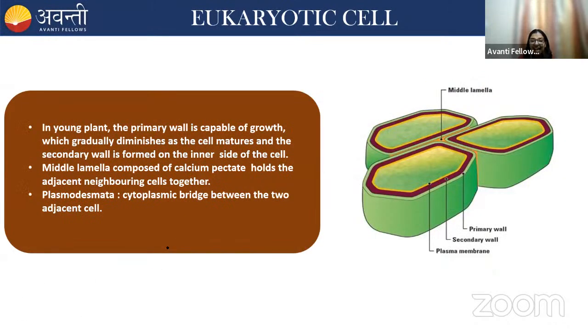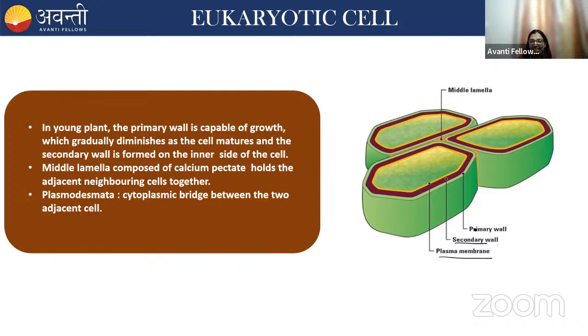In young plants, they have a primary cell wall. As the plant matures, the primary cell wall starts degenerating and the secondary wall is laid down. Always remember that the secondary wall is laid down inner to the primary wall. So you can see this: there's a primary wall, and inner to the primary wall, the secondary wall is laid down. And inner to the secondary wall, there's the presence of the plasma membrane.